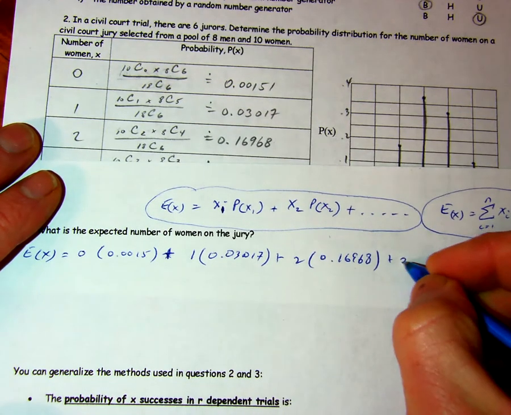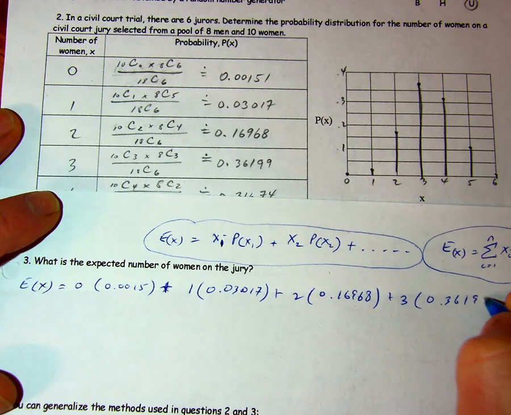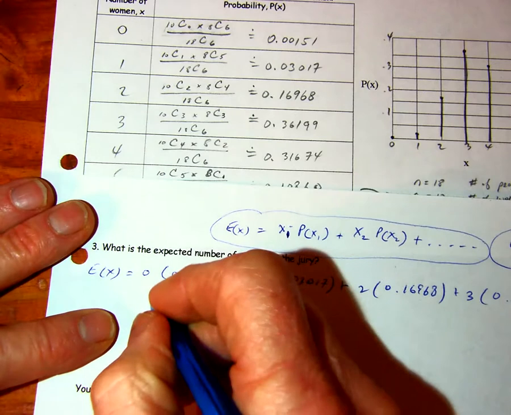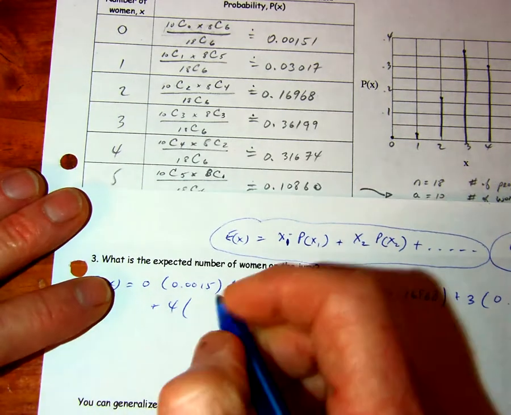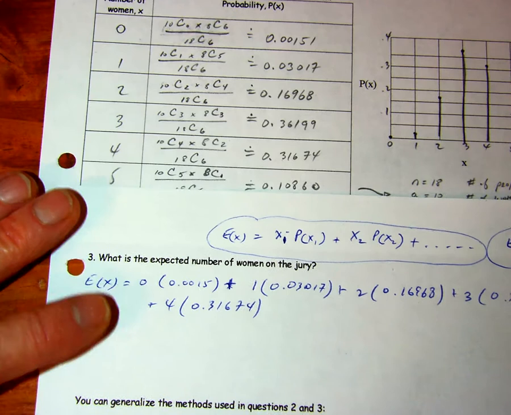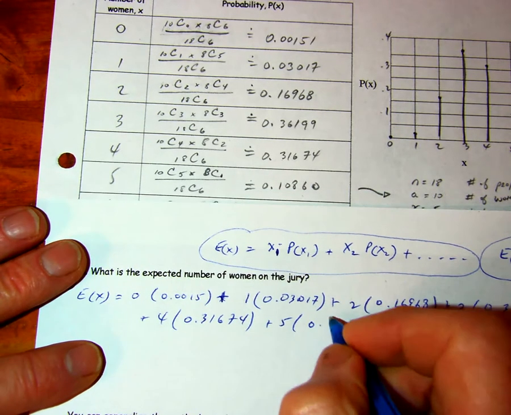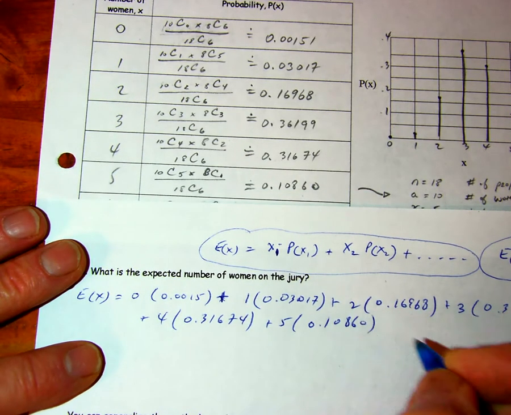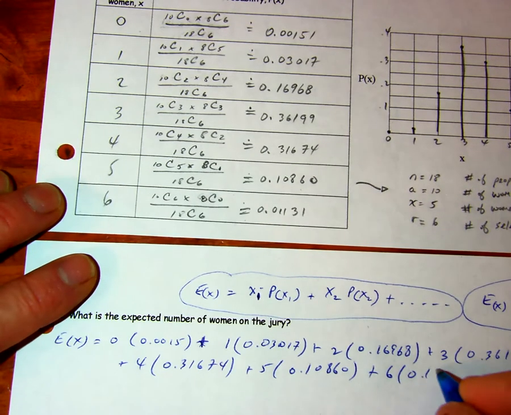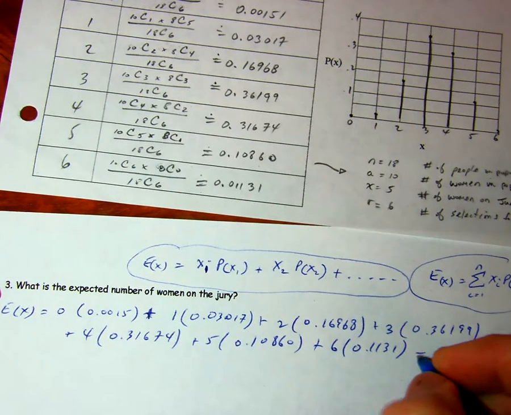So next one was 3 times 0.36199, and then plus 4 times 0.31674, plus 5 times 0.10860, plus 6 times 0.1131. It's a pain in the butt, but you do get an answer.